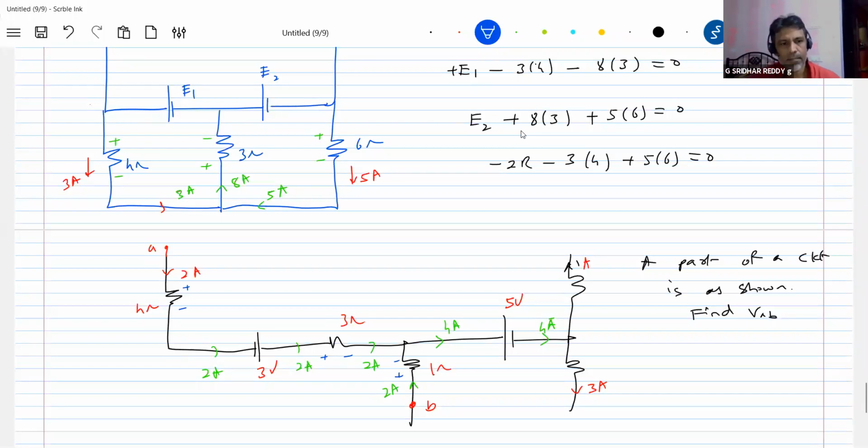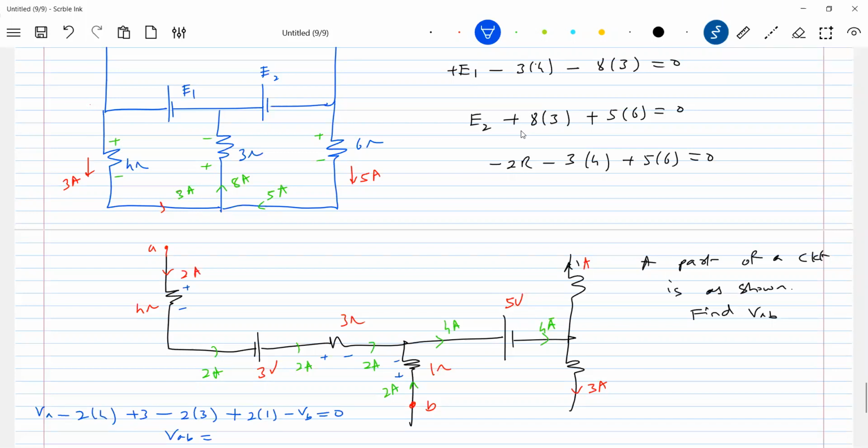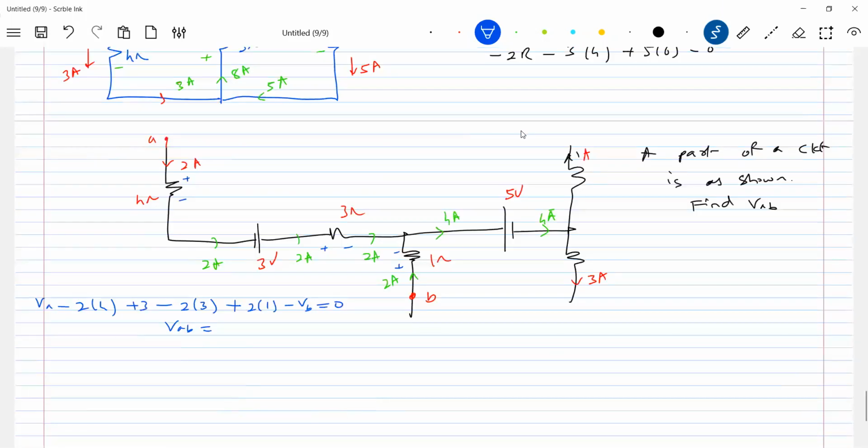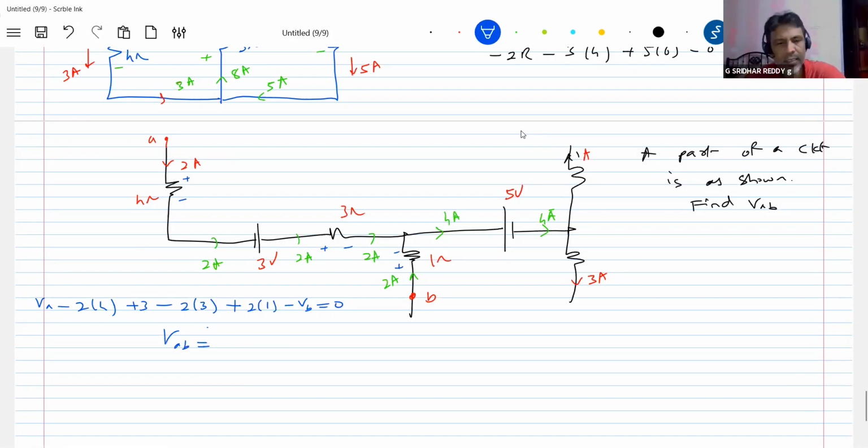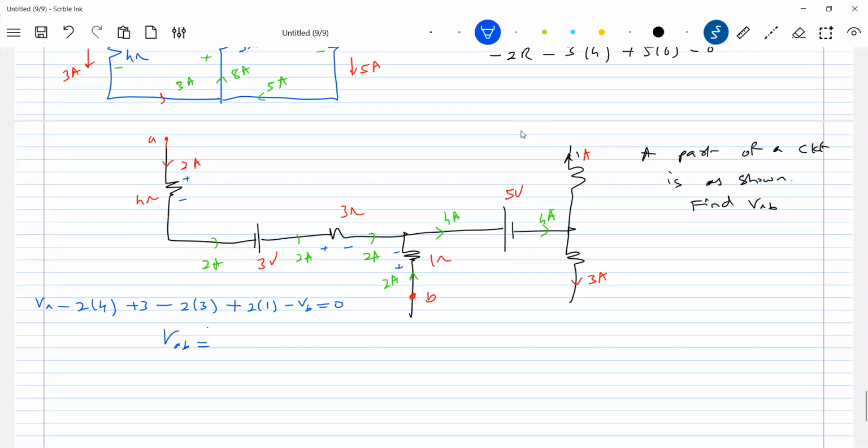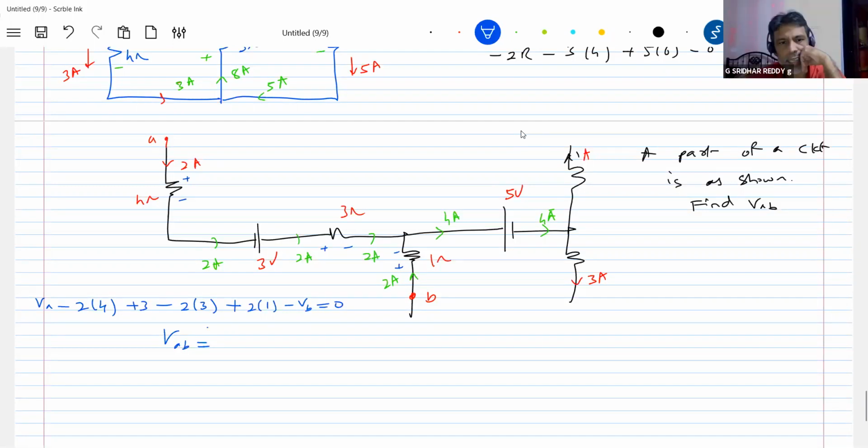VA minus 2 into 4 plus 3 minus 2 into 3 plus 2 into 1 minus VB equals 0. Check for VAB. 9. The options are 0, 15, 7, 3. But 9 is coming, sir. VAB we are getting is 9, from that equation only that you wrote. 9? Okay, then no problem.